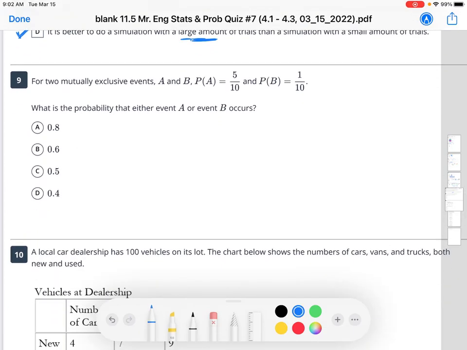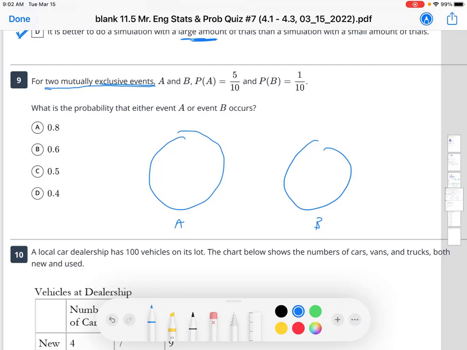Question number 9. For two mutually exclusive events, so remember, this is event A and this is event B, there is no overlap. There is no relationship between A and B. They mutually agree to exclude one another. And what that means is you don't have to subtract any overlap. You don't have to subtract any double counting.